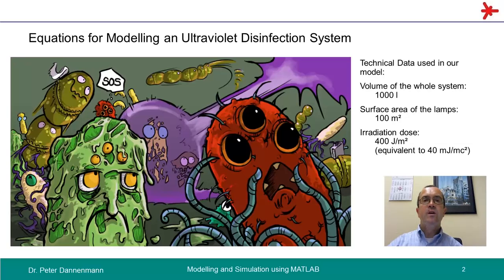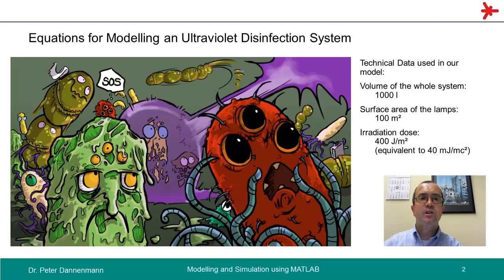Typically, mercury vapor lamps are used to generate the desired light, since they emit light at a wavelength of 254 nanometers. Empirical studies show that at an irradiation dose of 400 joule per square meter, the amount of bacteria in the water is reduced by 99.95%. So this is the minimum dose that we have to emit to the water.